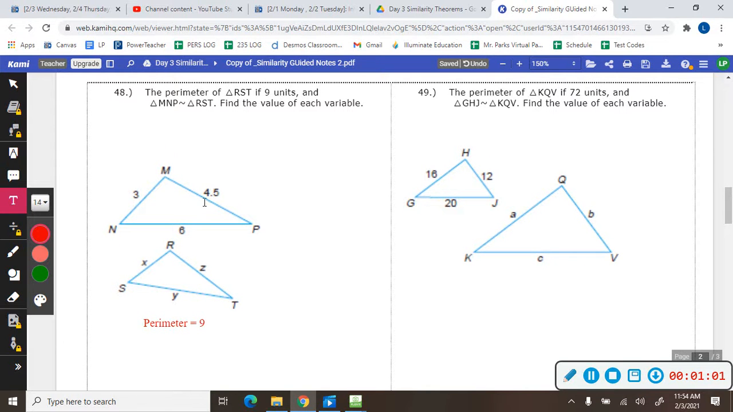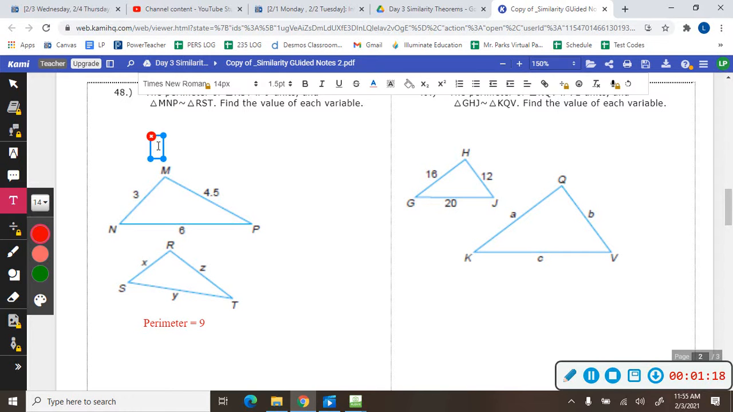So we know that the perimeters are going to be proportional. So if the perimeter of this is 9, let's find the perimeter of this. 6 plus 3 is 9, plus 4.5, that would be 13.5. So the perimeter of this one is 13.5.